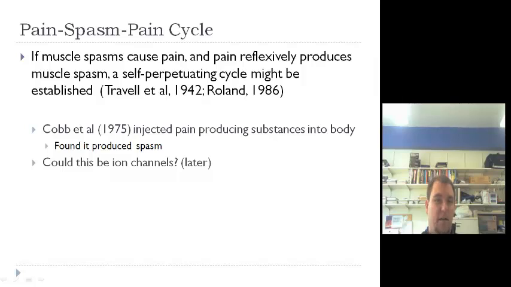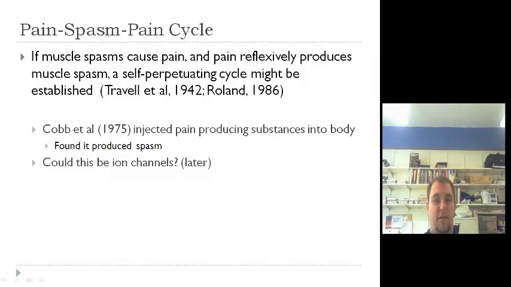Pain spasm pain cycle. If muscle spasms cause pain, pain reflexively produces a muscle spasm. This is going to be a self-perpetuating cycle that might be established. Two different authors talked about this. I've seen this quite often in patients: they come in because they're in spasm or because they're in pain, and next thing you know, the spasm is there, their pain increases, the spasm keeps going, pain is still there.